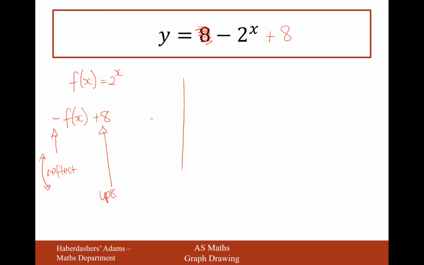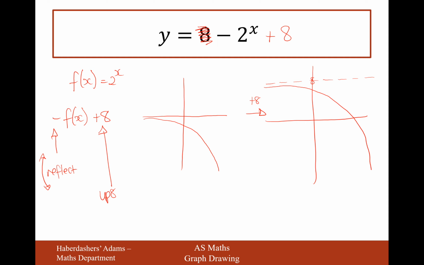So I'm going to draw these in stages, this one. So it would originally be this kind of shaped graph here. The first thing it's going to do is it's going to reflect up to down. And then after that, we're then going to move it up by 8. So we'll move the asymptote first, so that it's still on the x-axis at 8. And it's going to be reflected downwards like that.